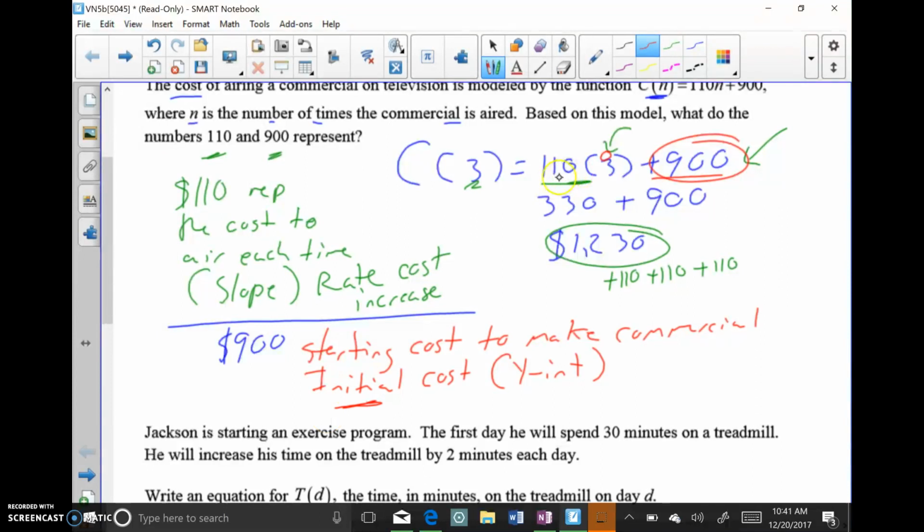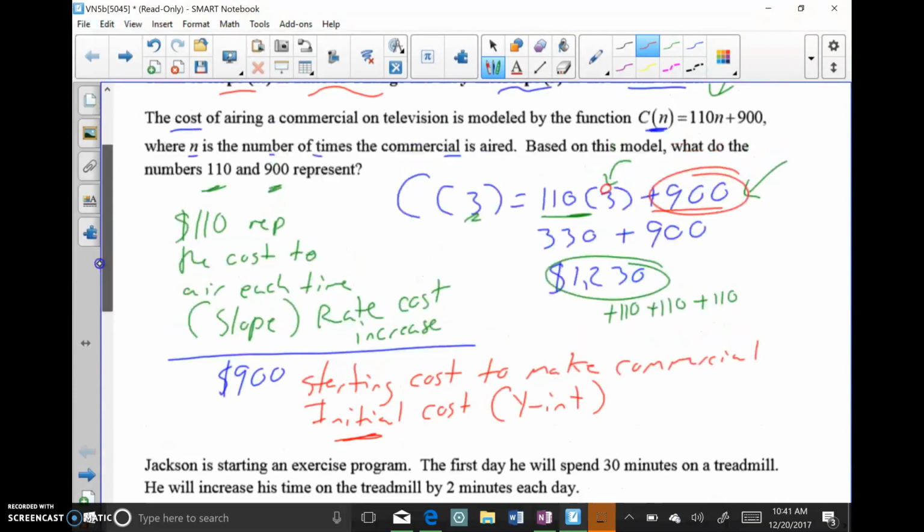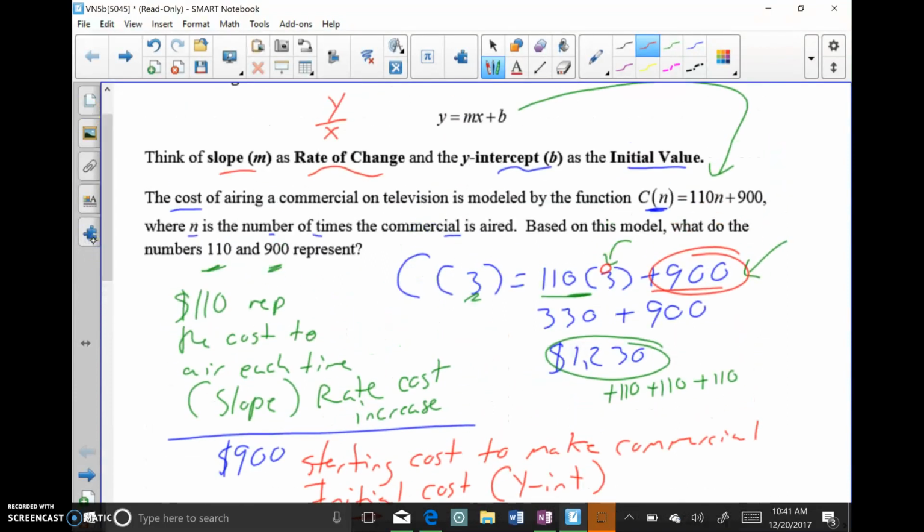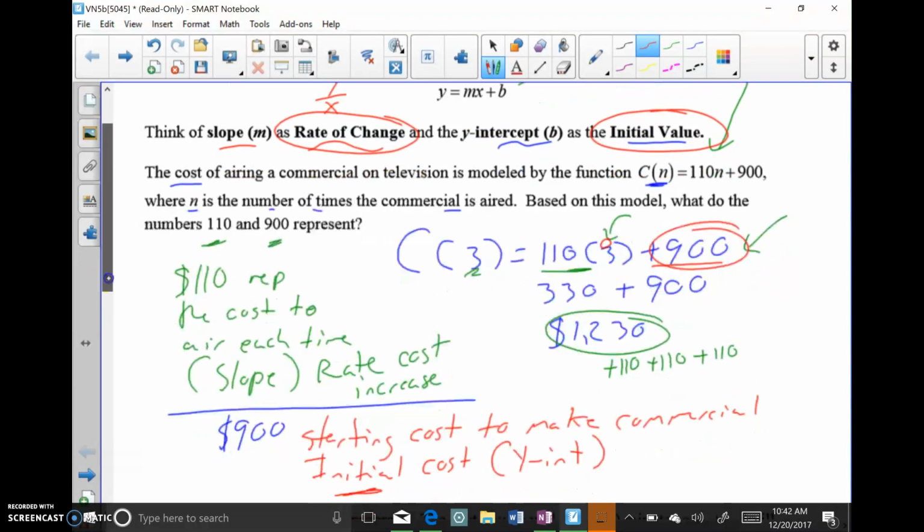And then it's going to cost me $110 each time the commercial is aired. So that's what your slope and y-intercept represent here. Your slope is your rate of change, the rate at which the cost of this commercial is costing me to air it. And my y-intercept b is the initial value. It's costing me $900 just to get started, and then it goes up 110 from there.